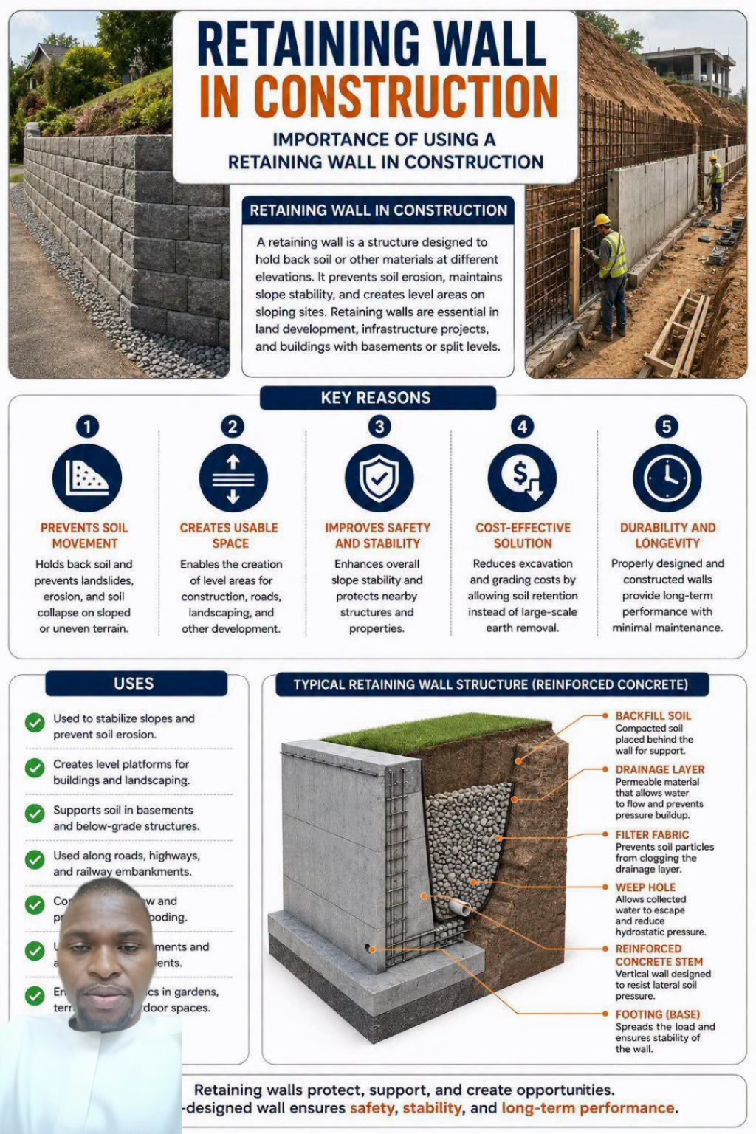A retaining wall helps to hold back soil and prevent landslide, erosion, and soil collapse on sloped and uneven terrain. So when you are constructing either your basement structure or your residential building or commercial building on a sloped or uneven terrain, you tend to make use of a retaining wall. This helps to prevent soil movement, right? So you won't have a landslide, right?